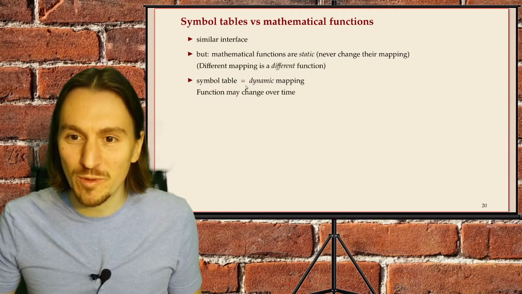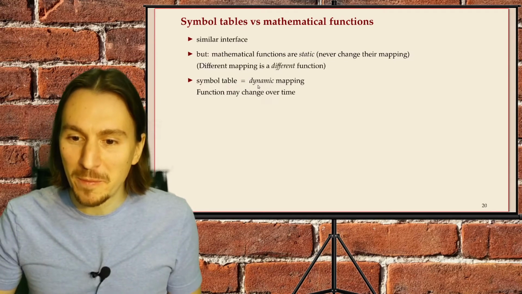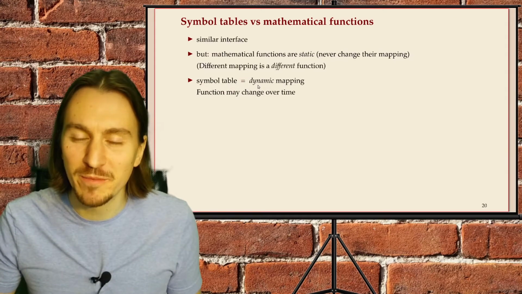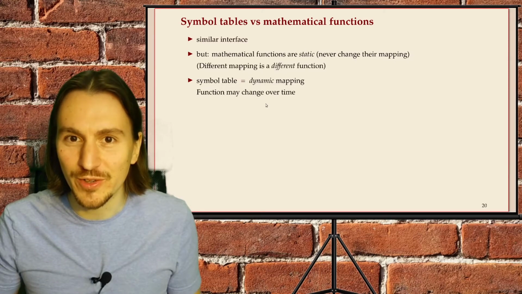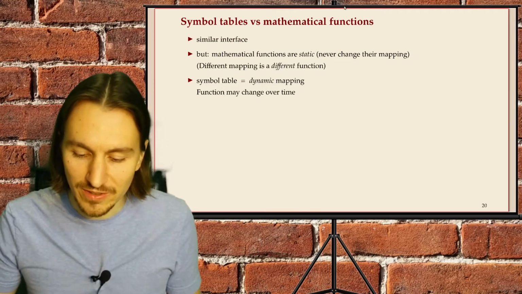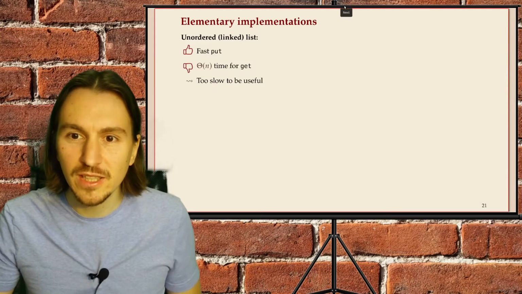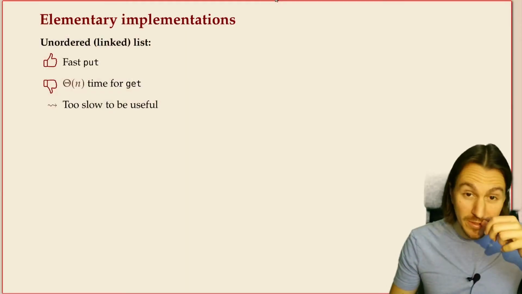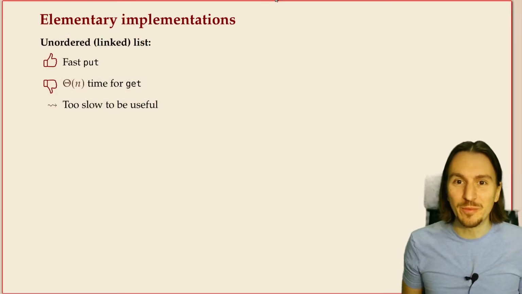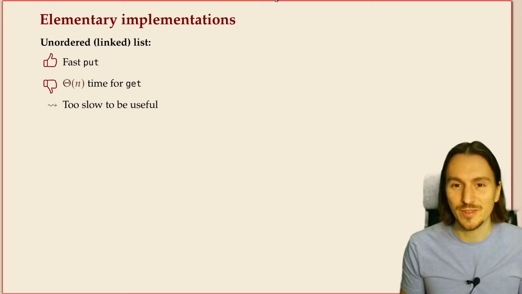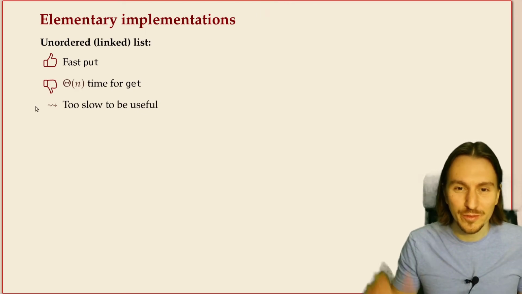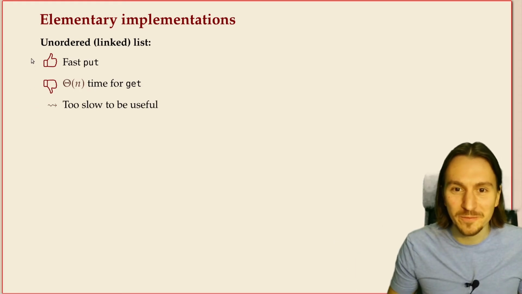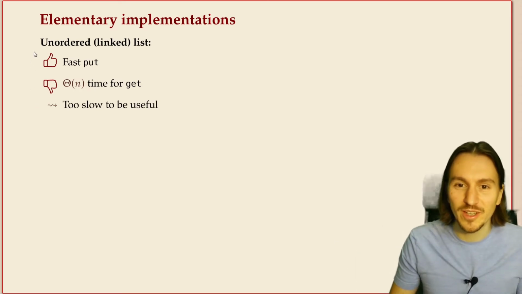Whereas symbol tables, we think of them as a dynamic mapping. You can change this mapping over time, and you can explicitly remove and insert keys, right? That's the key distinction. Now let's look at a few very simple ideas for implementing a symbol table. And you've seen this kind of dichotomy before, so not too much detail.